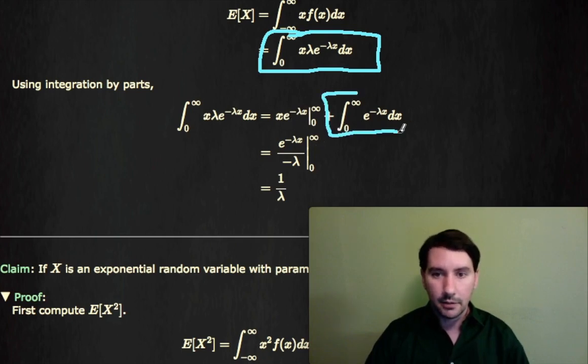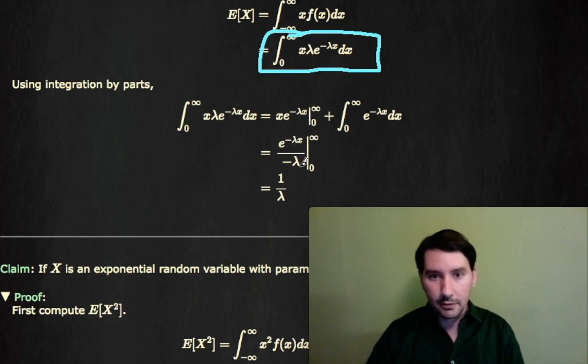So we only have this integral remaining, and that's e^(−λx)/(−λ), evaluated from 0 to infinity. And once again, when you plug in infinity, this goes to 0. And then when you subtract the value where x equals 0, you get 1/λ. So this is the expected value.